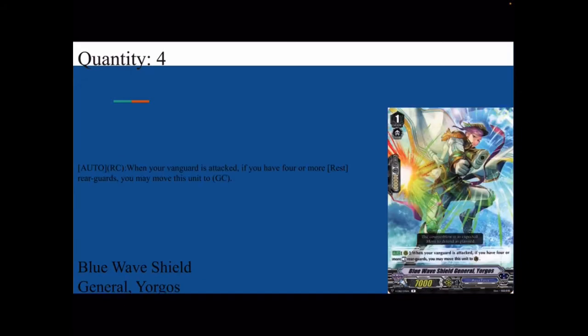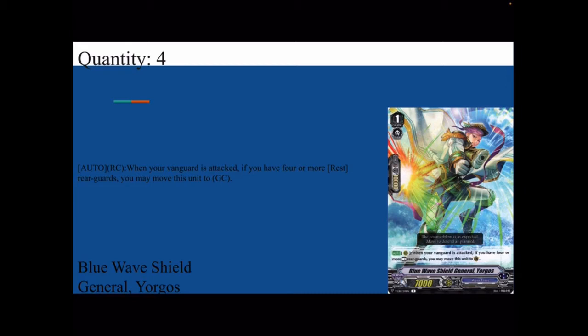On to grade 1s. 4 copies of Blue Wave Shield, Yorgos. So his skill is 7k base, 10k shield. That's not a skill, that's just his stats. Auto rearguard when your Vanguard is attacked. If you have 4 or more rested rearguards, you may move this unit to the Guardian Circle. So you know, it's an interceptor from the back row. Well, it's not technically an interceptor, but he can still technically intercept.